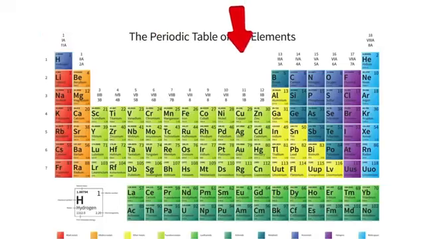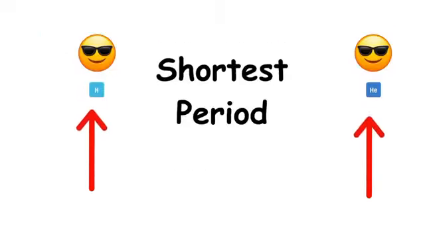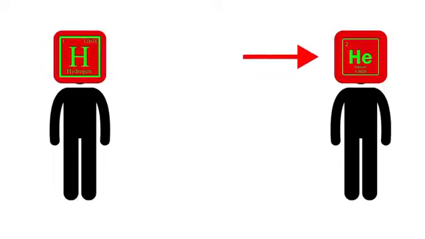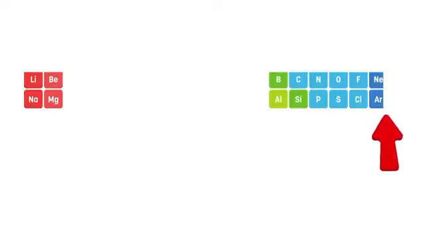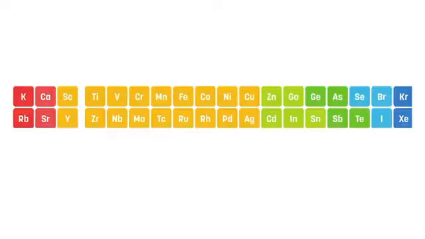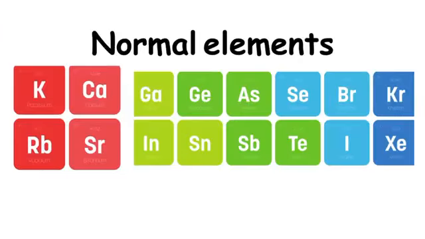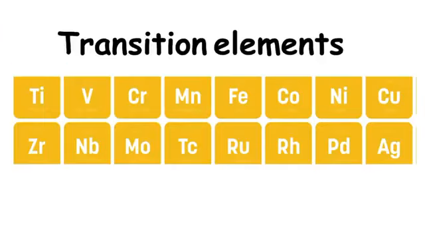Periods. There are 7 periods in periodic table. First period is the shortest period because it has just 2 elements, hydrogen and helium. Second and third period have 8 elements each and are called short period. Fourth and fifth periods have 18 elements each. This means 8 elements are normal and 10 elements are transition elements.